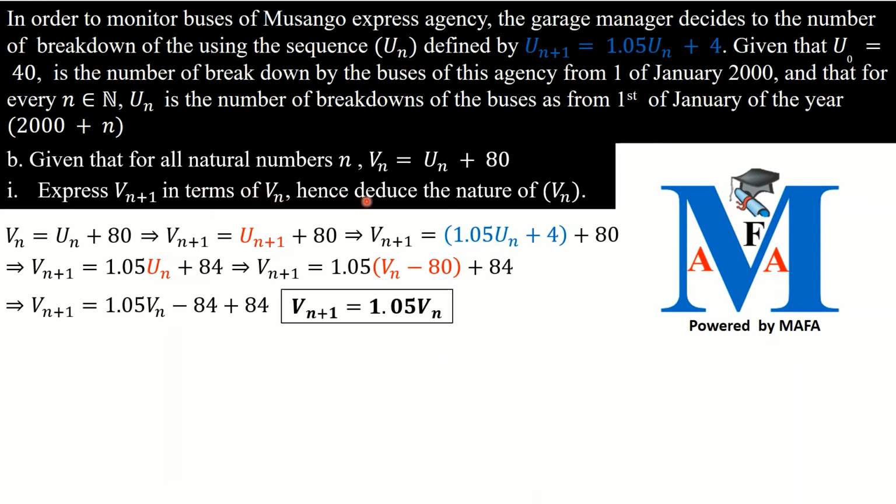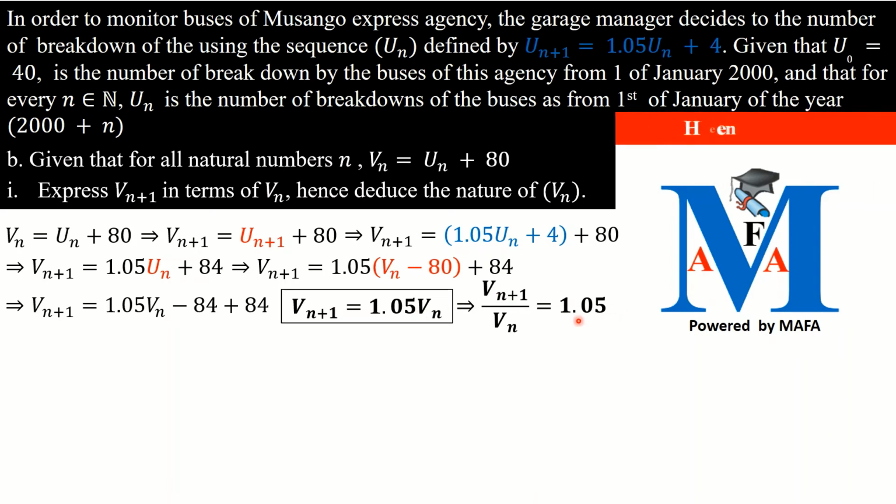Now we have to deduce the nature of v of n. Clearly, if we take the ratio between v of n plus 1 and v of n, we get a constant. So we can conclude that the sequence v of n is a geometric sequence. This constant is referred to as the common ratio of the geometric sequence v of n.